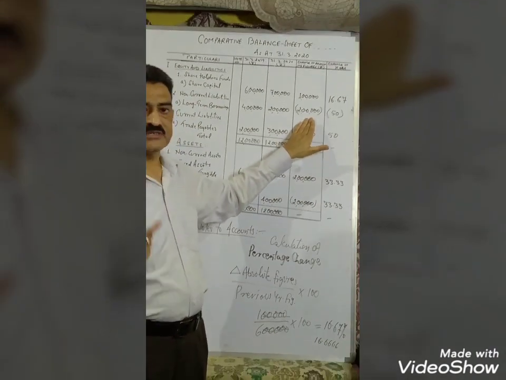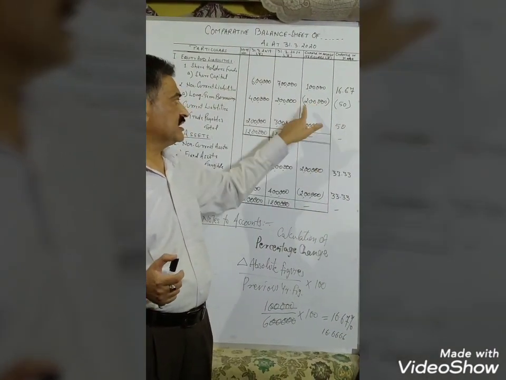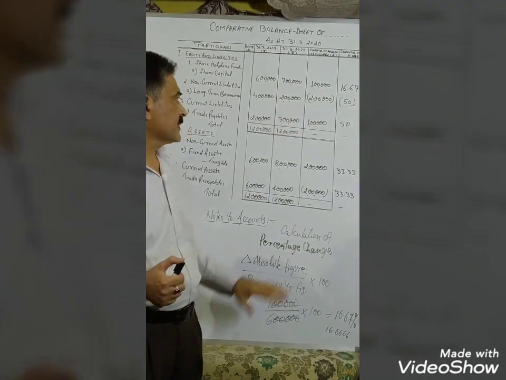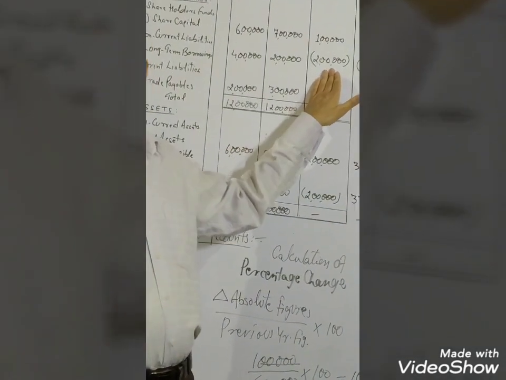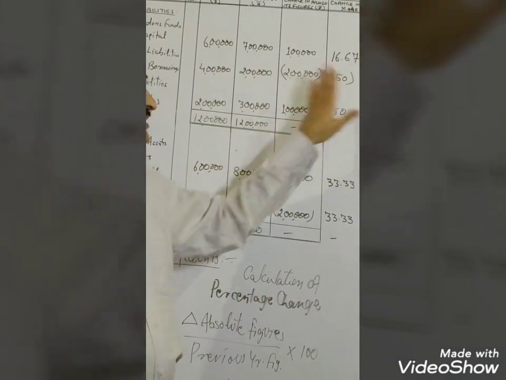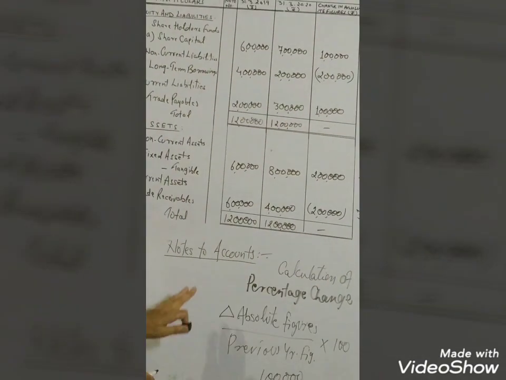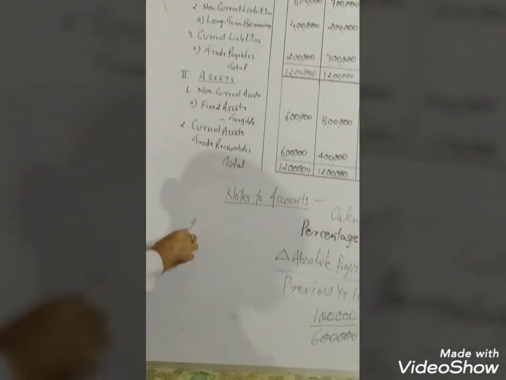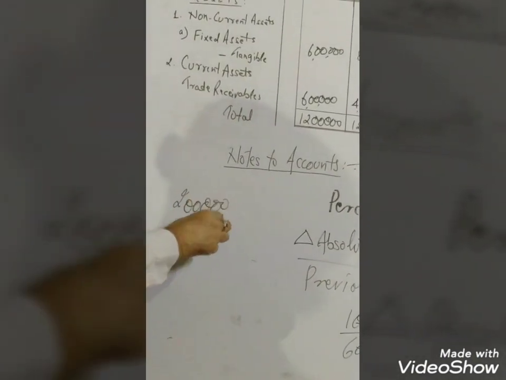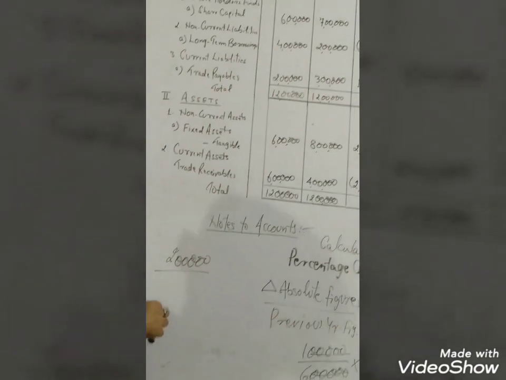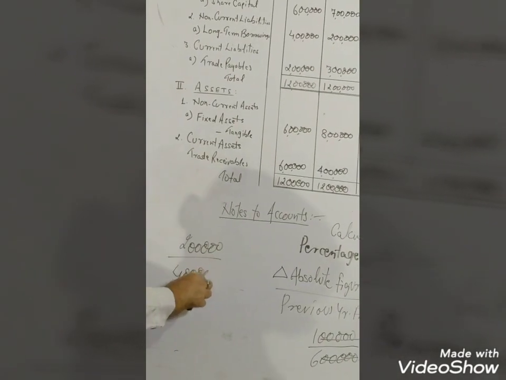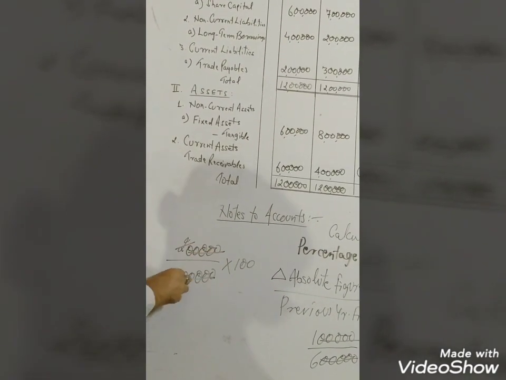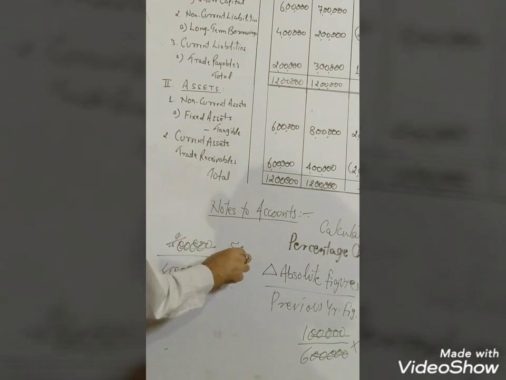The decrease means this is a negative value, it is to be shown within brackets. So within brackets, it means this is a decrease or a negative value. Now again this decrease of rupees 2 lakh needs to be converted into percentage. For that, in the notes to account, we have to go through the calculations. Rupees 2 lakh, this is the absolute change, divided by previous year value 4 lakh, multiplied by 100. So after calculations, it works out to be 50%.